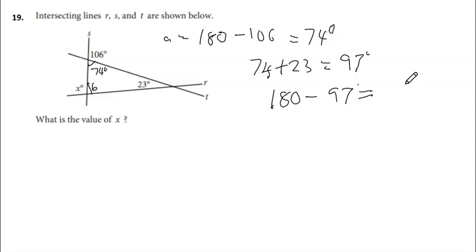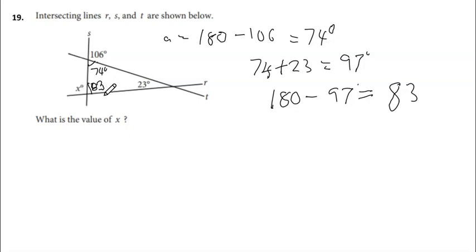And I think we got 70. It's 83, right? Yeah, it's 83. Okay. So B here is now 83.